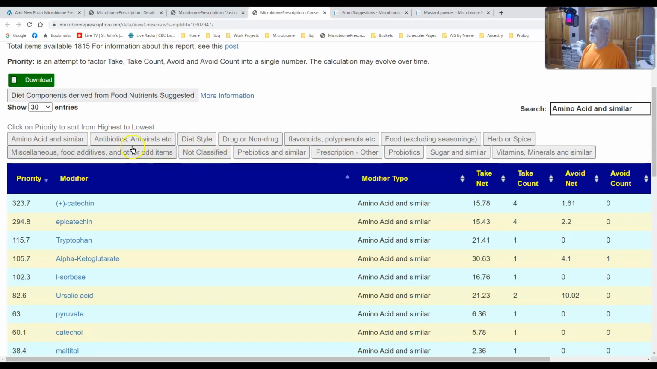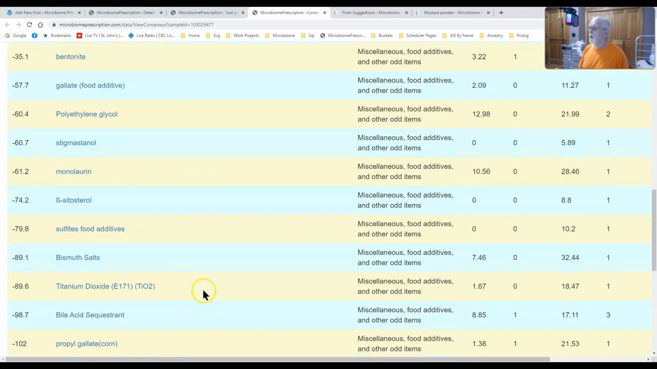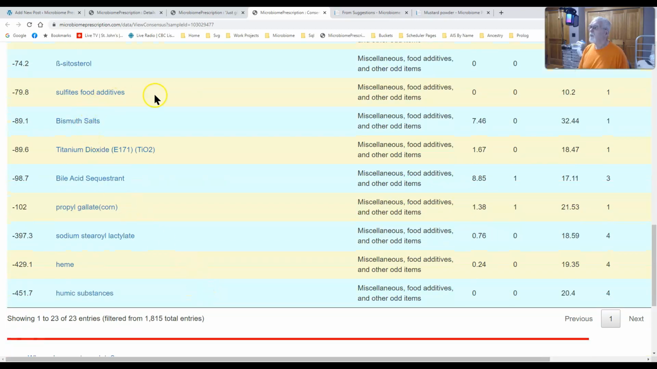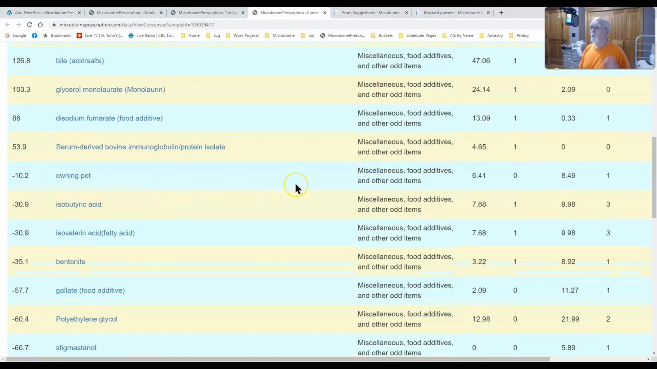Miscellaneous foods. Let's see, in there, gallic acid, which is a food additive. And then again, always take a look at sulfite food additives, which are usually high in prepared foods. So we have a bunch of things there, which are negatives.